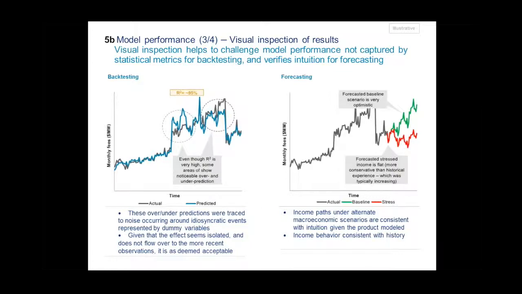This slide is visual inspection, which helps to identify problems, and it's especially helpful for backtesting and forecasting. Basically, you can see from this backtesting chart the actuals and the predicted values. This is over-prediction, and this is under-prediction. Even so, this is very good, and R-square is very good. And for this forecasting, for the stressed scenario, you can see that the red is more conservative than the baseline, which is the normal scenario, forecasted this way.